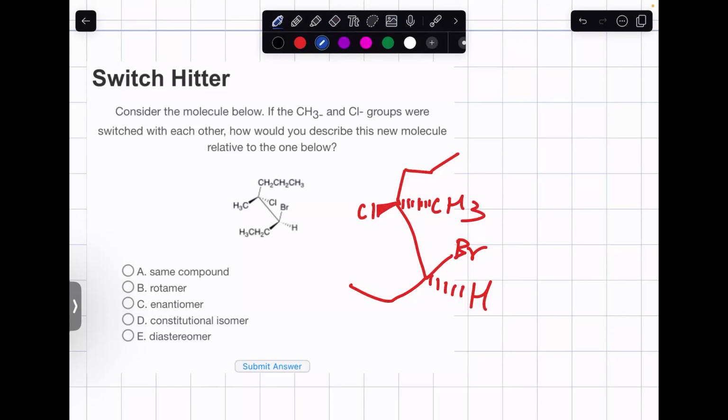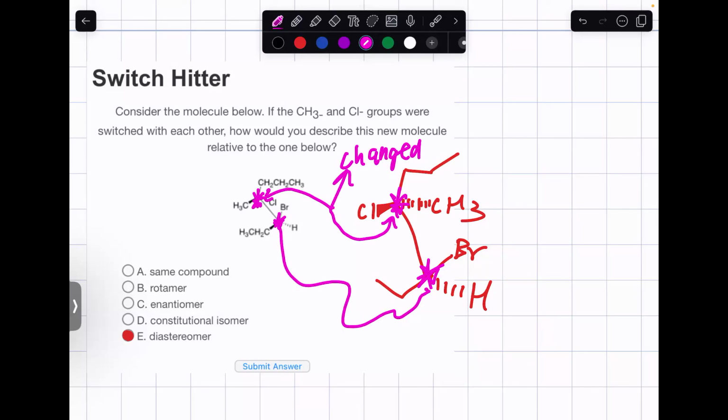It is. Wait, if it's diastereomer. And why? Because even though those two switch wedge and dash, the H and the CH2 and H3 at the bottom didn't switch. Not all the chiral centers change. Only this one that I starred changed. This one at the bottom, no change. Right? Some chiral centers change, but not all chiral centers change.